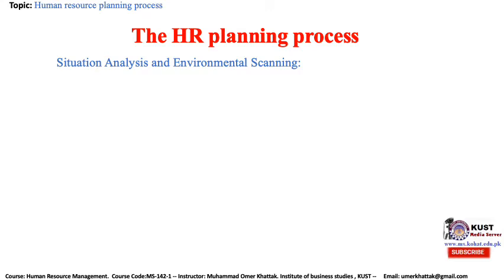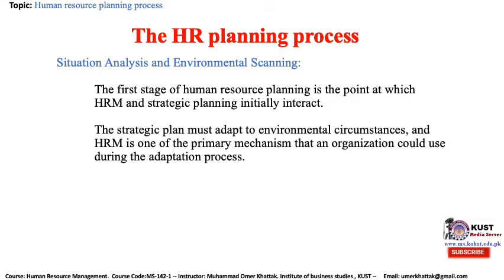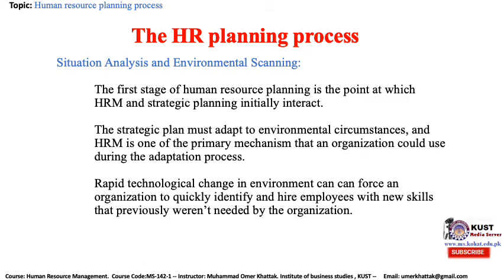Situation analysis and environmental scanning. The first stage of human resource planning is the point at which human resource management and strategic planning initially interact. The strategic plan must adapt to environmental circumstances, and HRM is one of the primary mechanisms that an organization could use during the adaptation process. Rapid technological change in the environment can force an organization to quickly identify and hire employees with new skills that previously weren't needed by the organization.